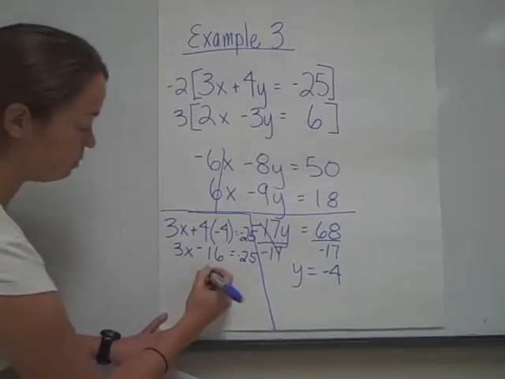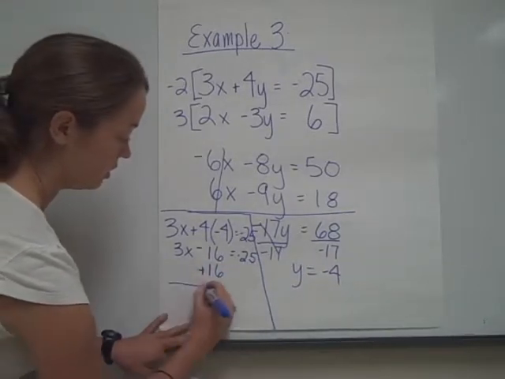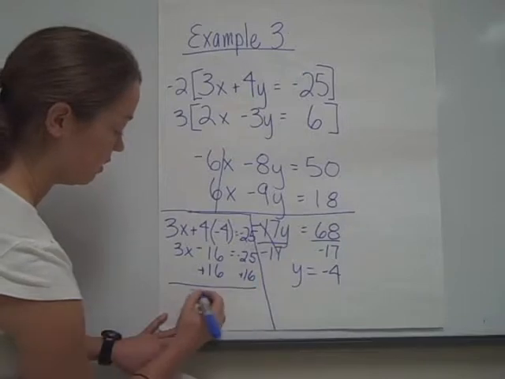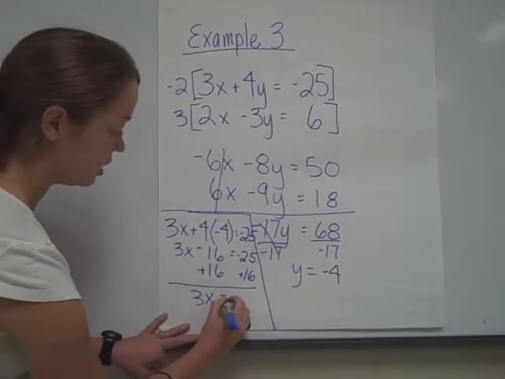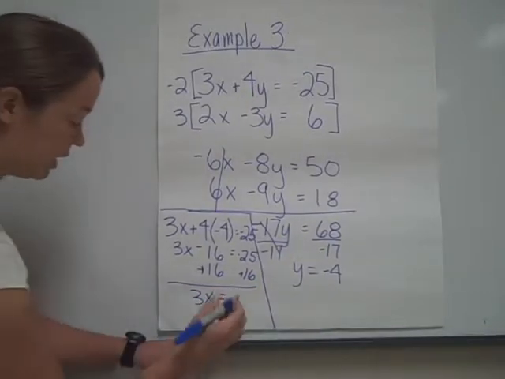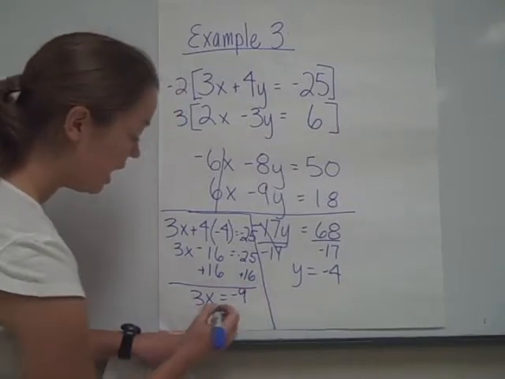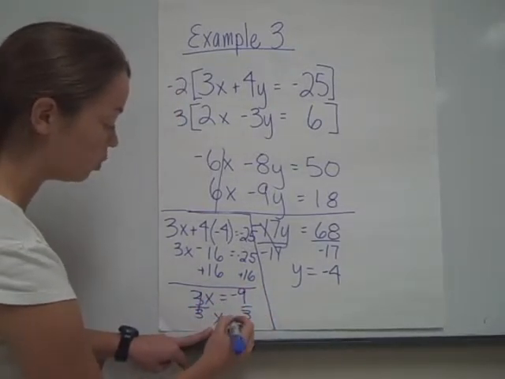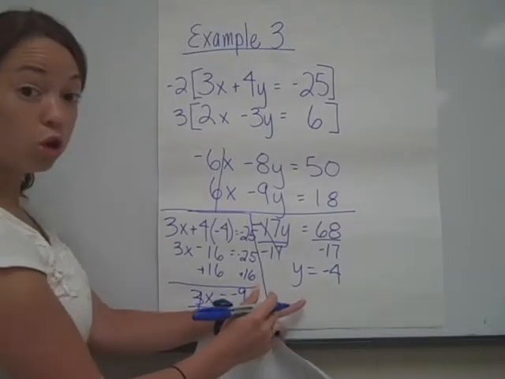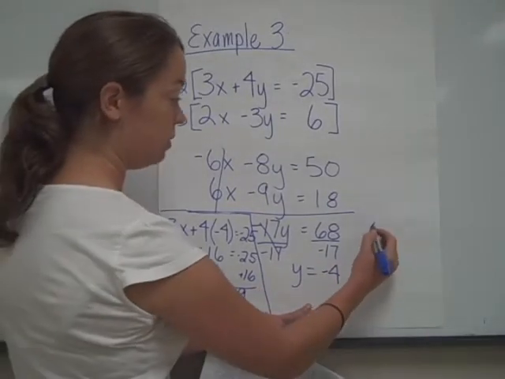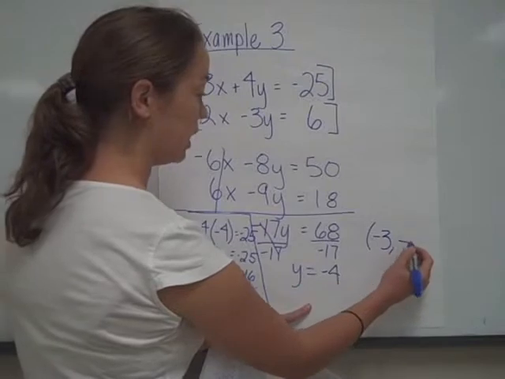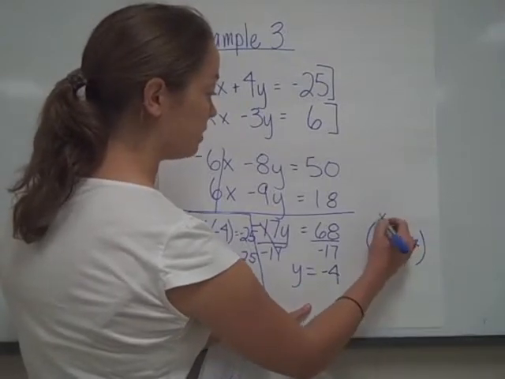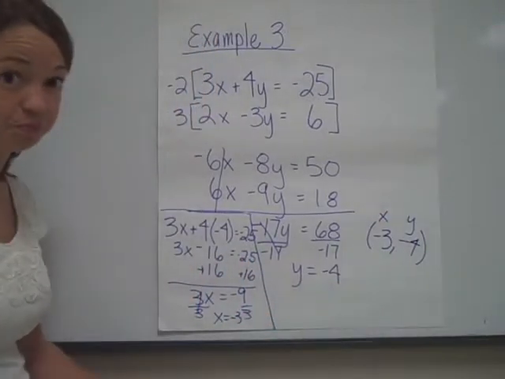Adding my 16 to both sides, I get 3x equals -9. And now dividing by 3, I get x equals -3. So my ordered pair for my solution is going to be (-3, -4), my x value and my y value.